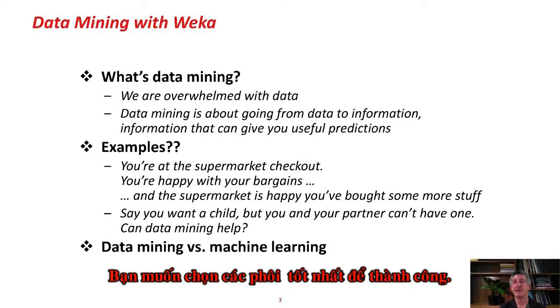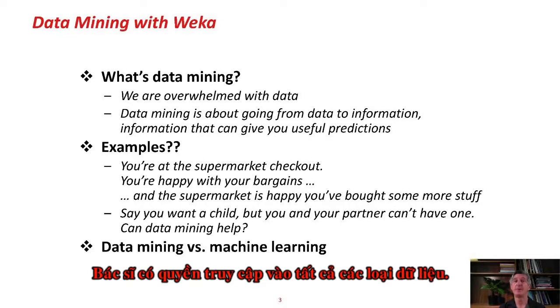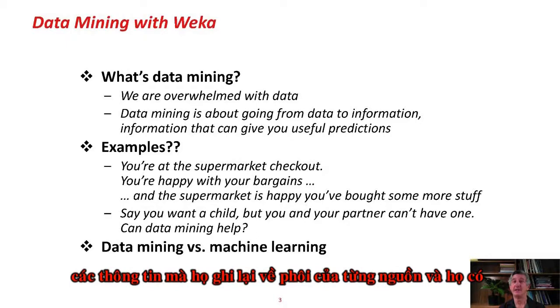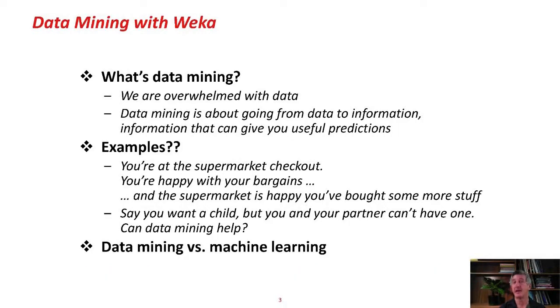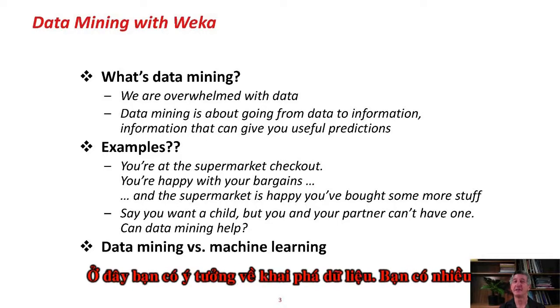You want to select the ones with the best chance of success producing a live birth, but you don't want too many live births. So the embryologist has got access to all sorts of data on these embryos. I think there's 50 to 100 pieces of information that they record about individual embryos, and they've got historical data on which ones produced a live birth, a success.